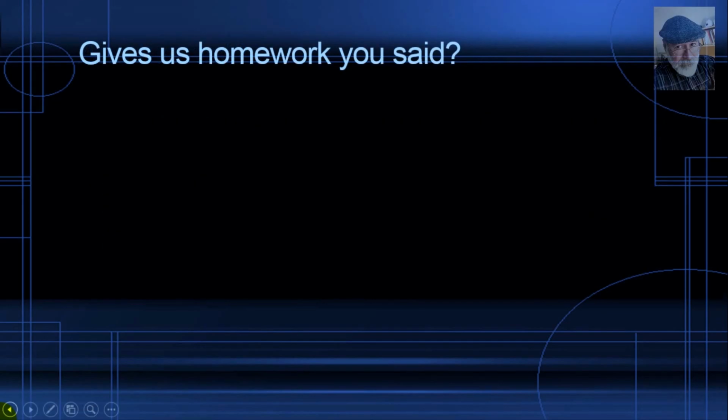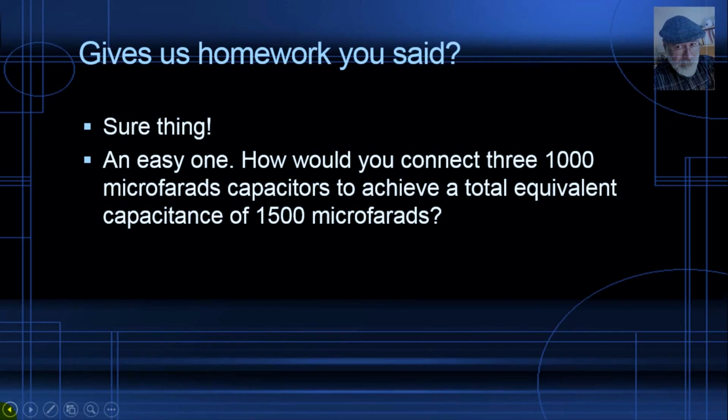You want more homework? Sure, a tiny homework for you, an easy one. How would you connect 3 capacitors with the same value, the same capacitance, 1,000 microfarads each one of them, in such a way that the equivalent capacitance is 1,500 microfarads? You tell me. If you're on a video, feel free to respond your answer. If you're in my class, just walk up to me and tell me what is your response at the end of the lecture.